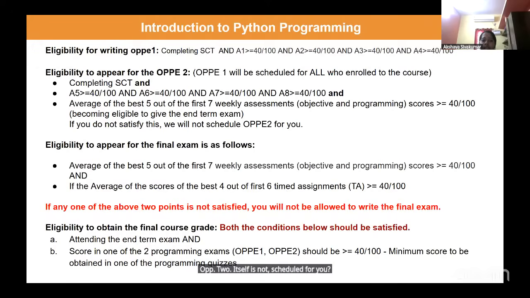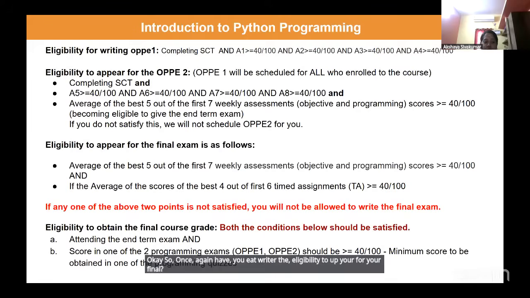Okay. So once again, I've reiterated the eligibility to appear for your final exam, which I've already explained in the previous slide. Please be aware of the conditions in order to give the OPP, because OPP is very, very important for programming in Python. Programming in Python itself is an important course. Why? Because when you enter the diploma in programming, you need the fundamentals of Python there. So it's really important for you to pay attention to Python. Give it a maximum number of hours if you're a non-programmer, if you're someone coming from a biology background. Please pay attention to your CT and Python. Okay. And moving on to the next slide.